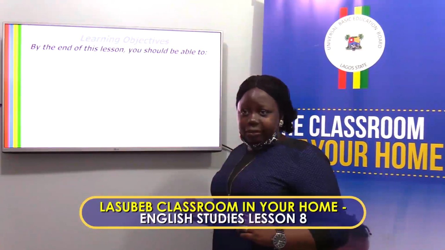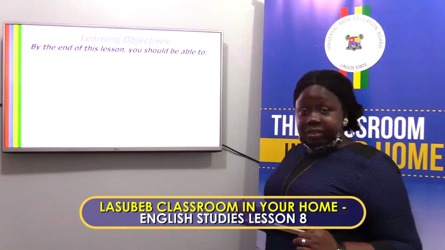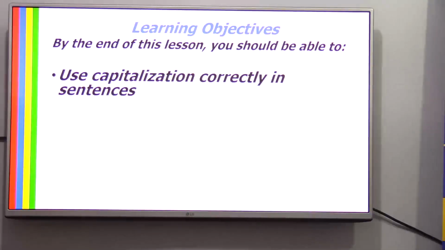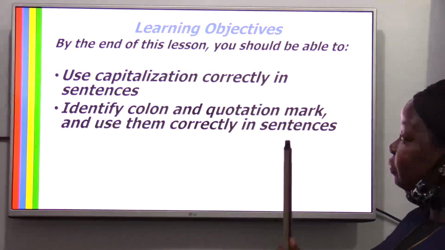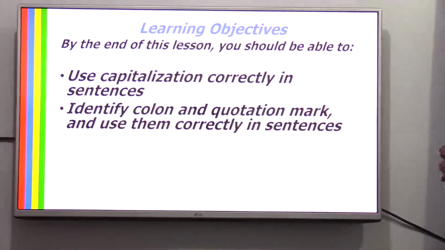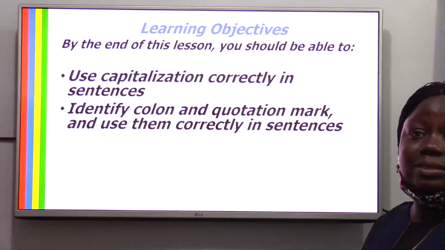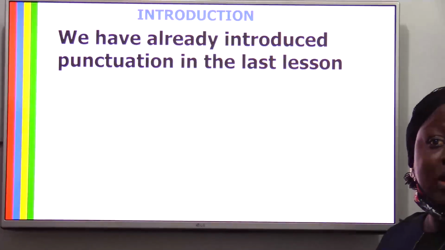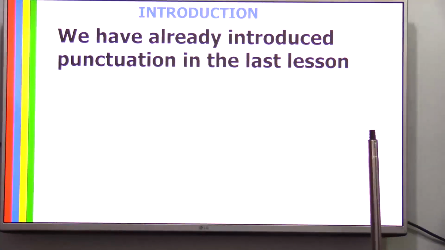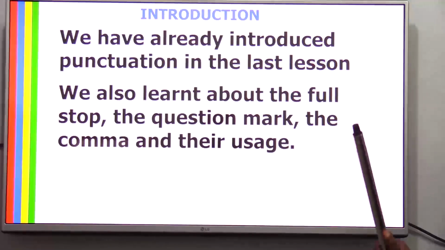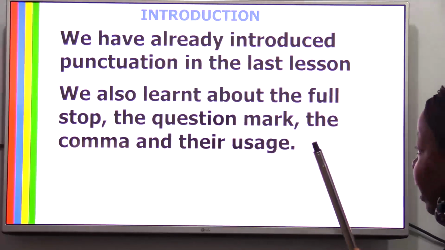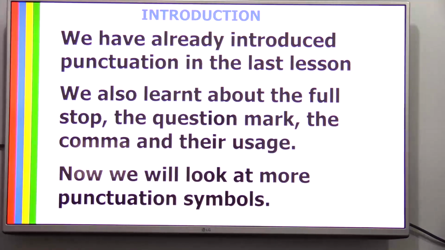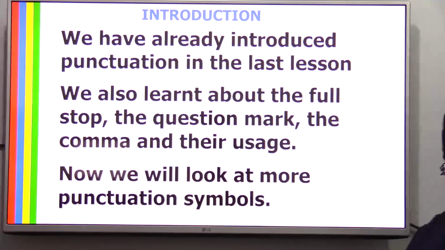Now to the focus of today. The learning objective is that by the end of the lesson, you should be able to use capitalization correctly in sentences and identify colon and quotation mark and use them correctly in sentences. Now to the lesson of the day. We have already introduced punctuation in our last lesson, if you can remember. We also learned about the full stop, the question mark, the comma, and their usage. Now, we will look at more punctuation symbols.